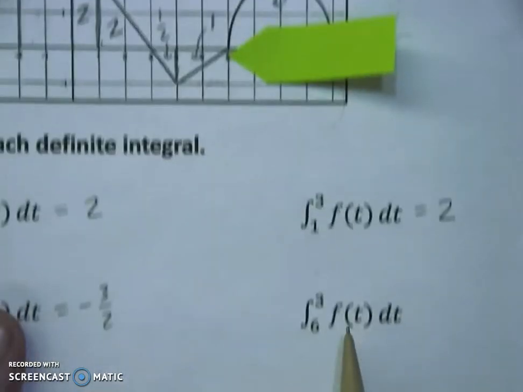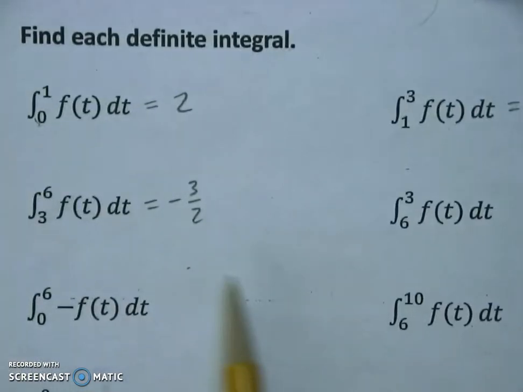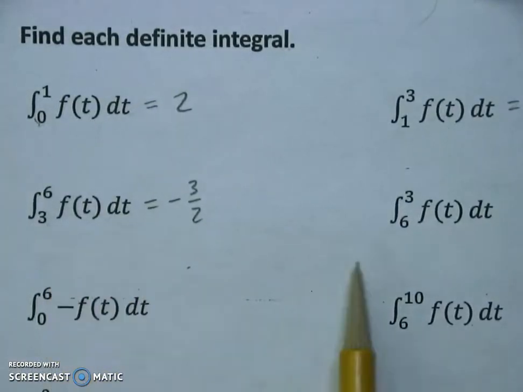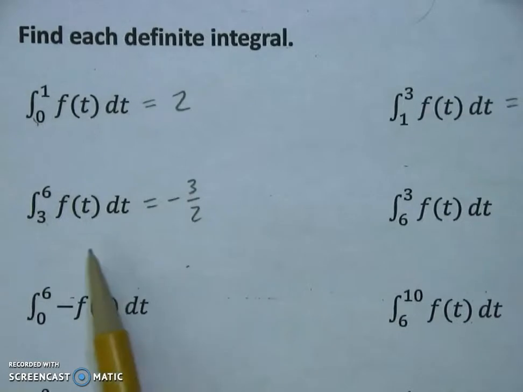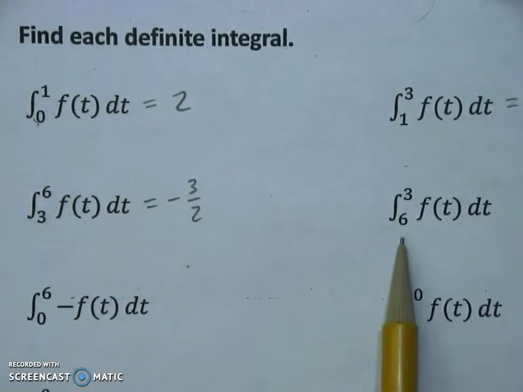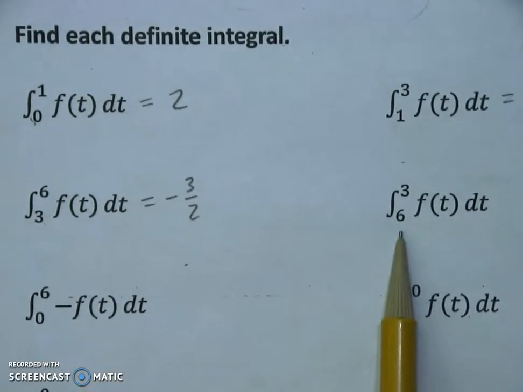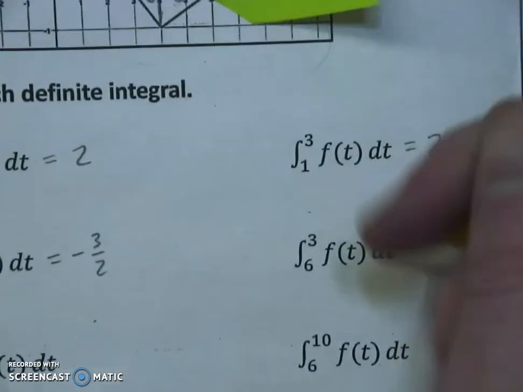Now another thing you could do here is use that property of integrals that says if you switch the order of the limits, like we did from the one we just worked to this one, you would change the sign of the value. Either way you slice it, you're going to get positive 3/2.